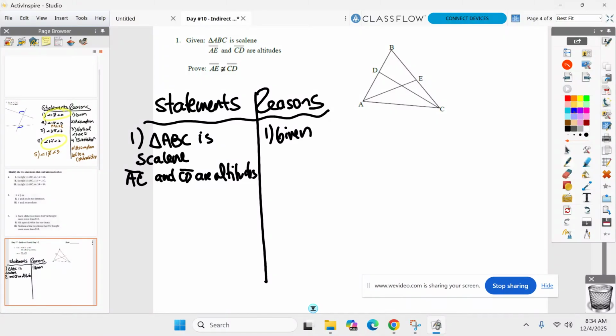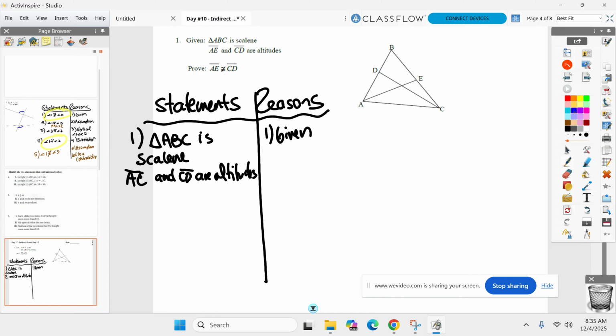Let's start labeling our diagram too. Why don't we do ABC scalene? That means, what's that again? Scalene. That means it has how many sides? Two sides. Does it have two? Wait, no. 0. Oh boy, that's isosceles. 0, no sides congruent, and no angles congruent. Okay, so keep that in mind. We are given that ABC is scalene, so that means it has no sides or angles congruent.